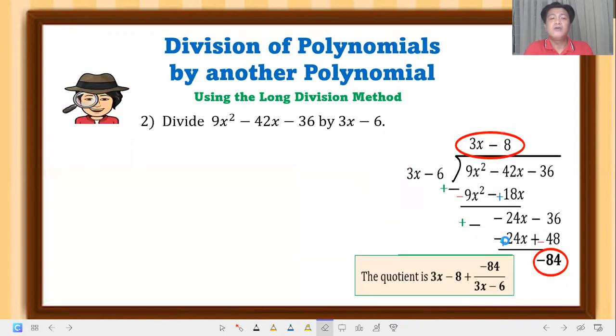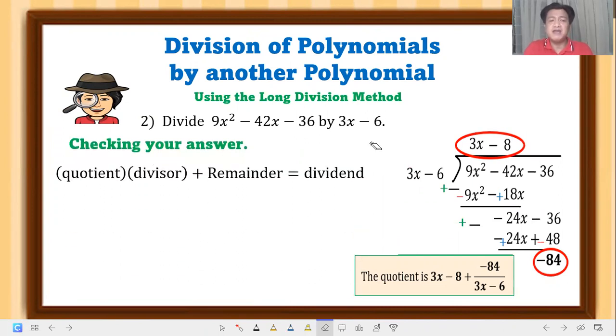Okay, let's check. Let's say, para ma-verify natin, you have to check. Paano natin check? Kapag may remainder, ang gagawin lang natin, i-multiply mo yung nakuha nating quotient, ito yung 3x minus 8, doon sa divisor natin na 3x minus 6. Tsaka natin i-add yung remainder. Ito yung negative 84. Okay, bakit dito plus yung ating format, di ba? Tapos nilagay ko dito minus.